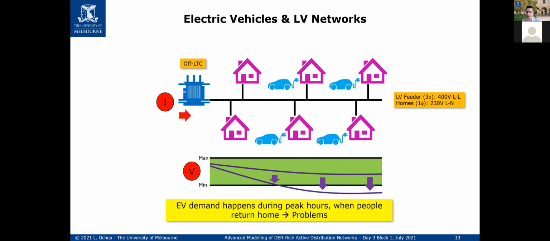So that coincidence means that we're going to have an excess of demand when people come back home, which also happens to be a peak demand in many countries. And therefore, it means that we are going to have a higher peak demand than the network has been designed for. And that means, of course, voltage drops and congestions. And that is a challenge, of course.